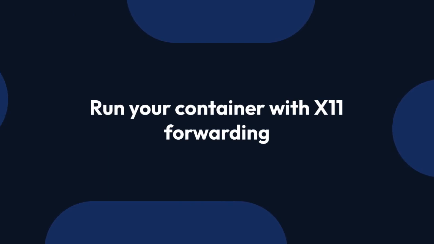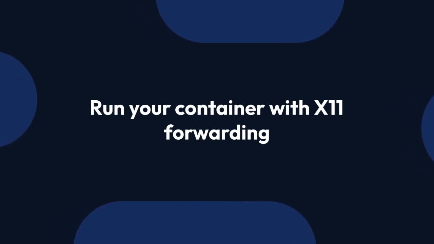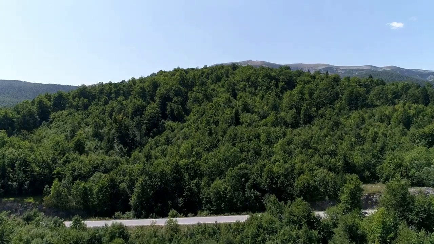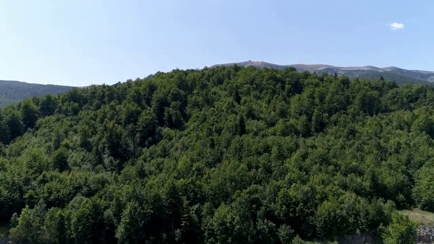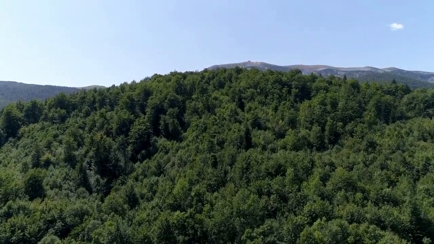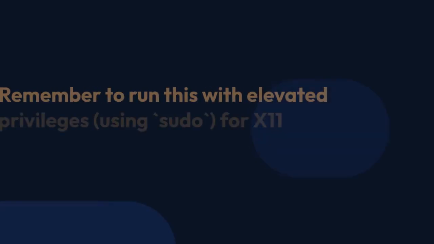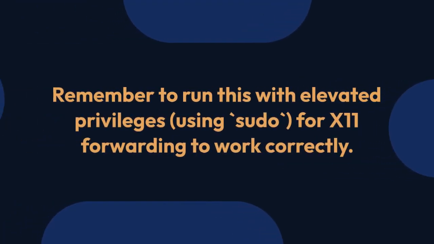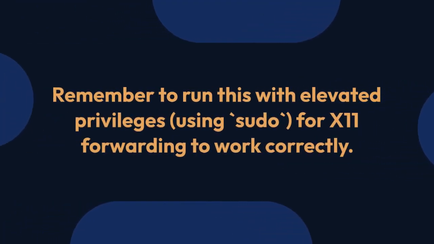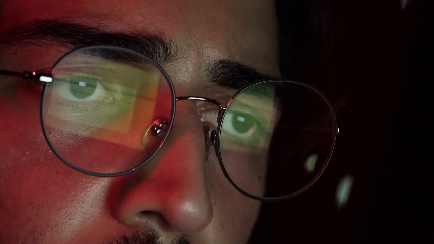6. Finally, run your container, remembering to include the X11 forwarding configuration. Use the docker run command with appropriate flags to start the container, map ports if necessary, and expose the application's GUI to your host system. Remember to run this with elevated privileges, using sudo, for X11 forwarding to work correctly.